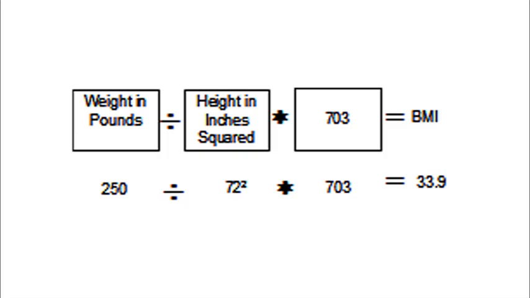It's calculated as weight in pounds divided by the patient's height in inches squared, then multiplied by a conversion factor of 703. A BMI of 25 to 29.9 is considered overweight. Over 30 is obese, and 40 or greater is morbidly obese.